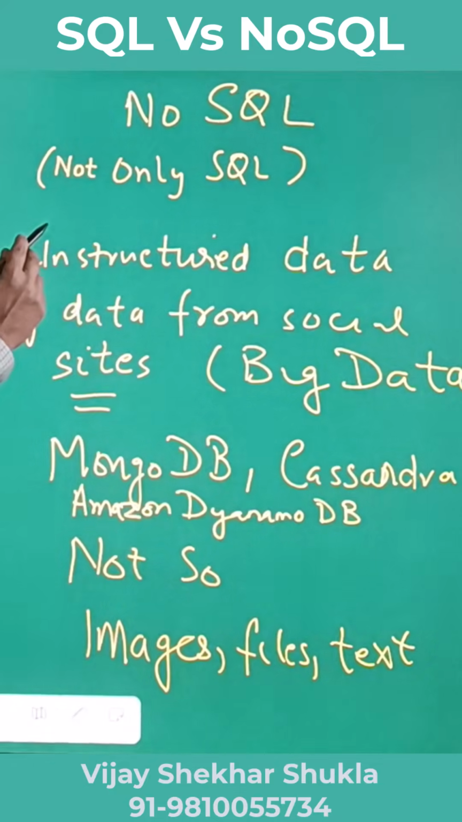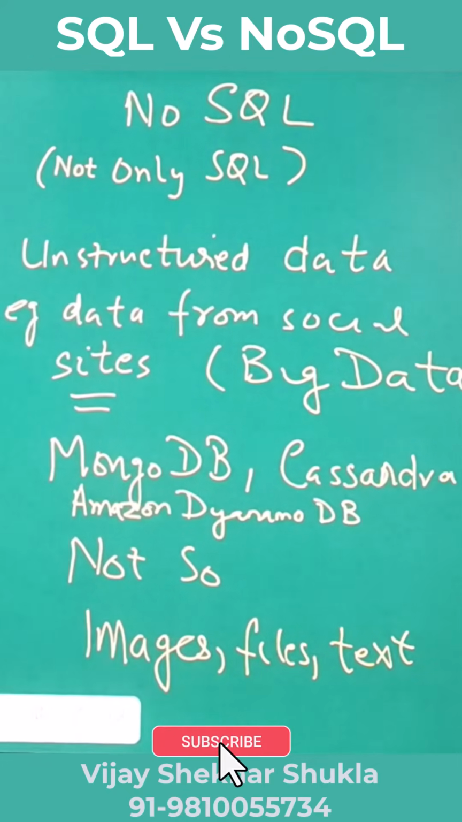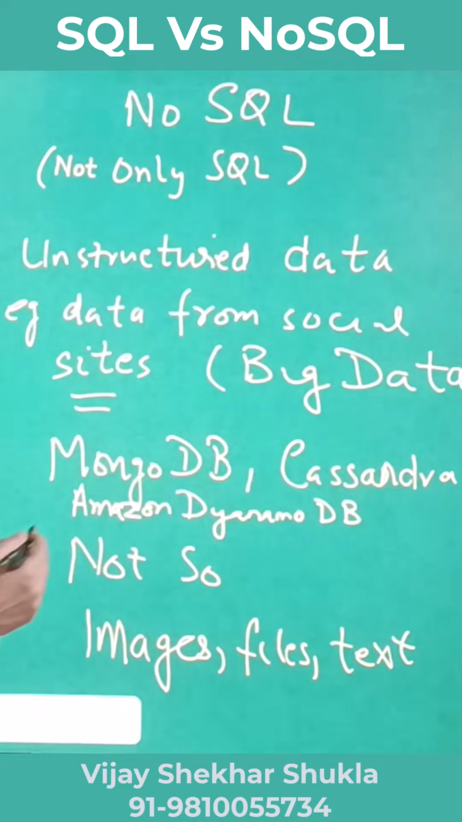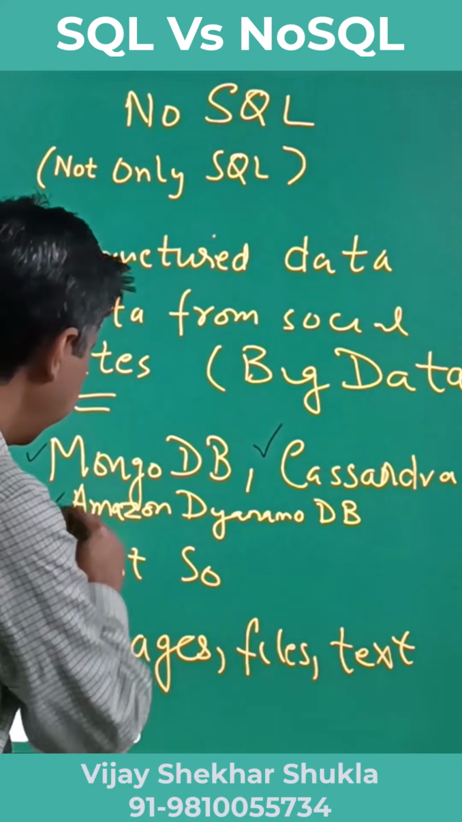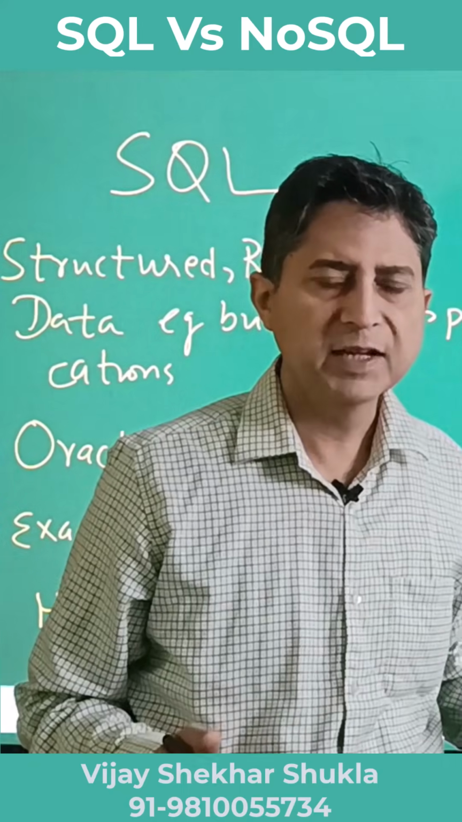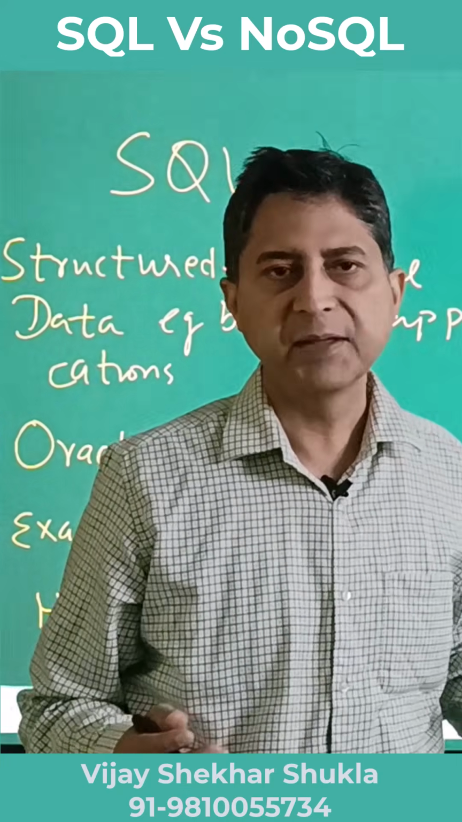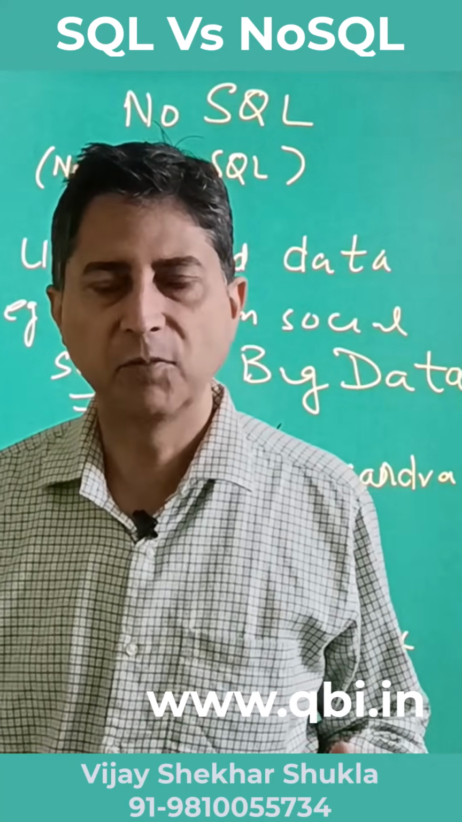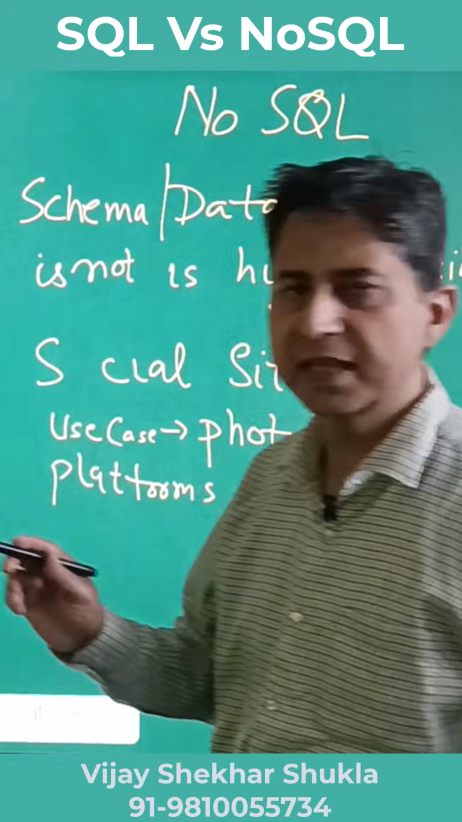NoSQL. NoSQL is not only SQL. It is utilized for unstructured data, where the data schema or data model cannot be identified upfront and is dynamic. Not only SQL database systems are MongoDB, Cassandra, Amazon DynamoDB, etc. A typical example where NoSQL databases are used is social sites. There is a high volume of unstructured data in the form of images, files, and text. Understand the difference here.